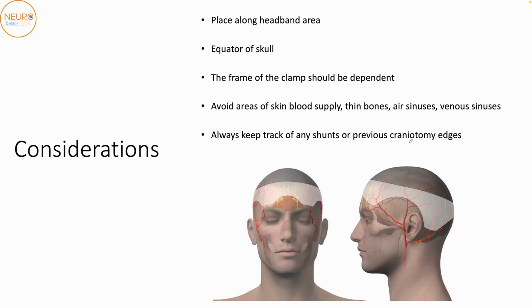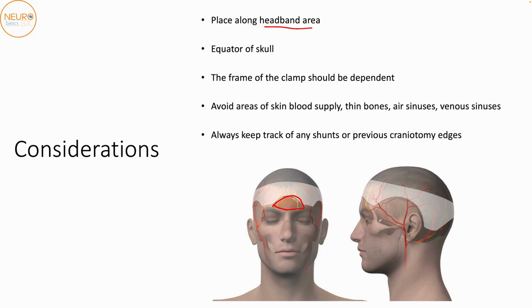So where can we place a pin? One of the easier ways to remember where to place a pin is to place it along the headband area, the area where you would apply a headband. But it's not as simple as that. There are areas within the headband you want to avoid. So you want to avoid this region where the frontal sinus would be present.